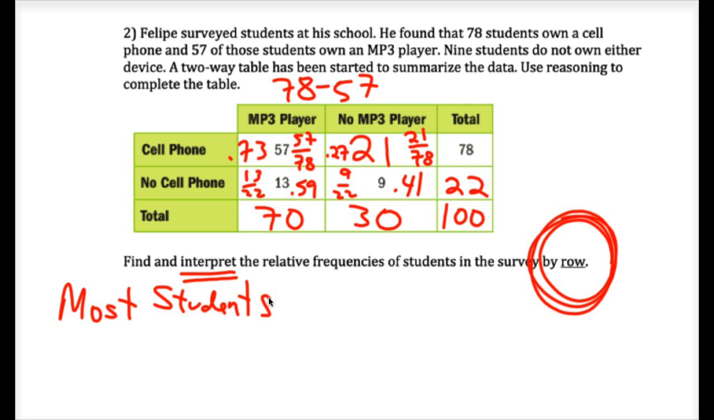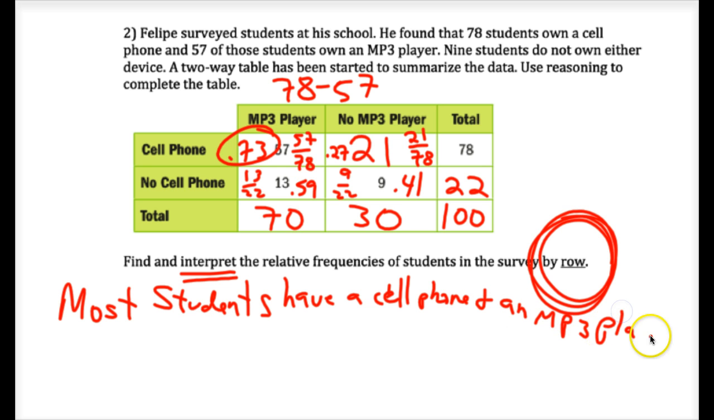Now you're looking at data and making an intelligent comment. Most students have a phone and an MP3 player. Exactly. Go to the biggest one. That's what I would go to. Most students have both a cell phone and an MP3 player.